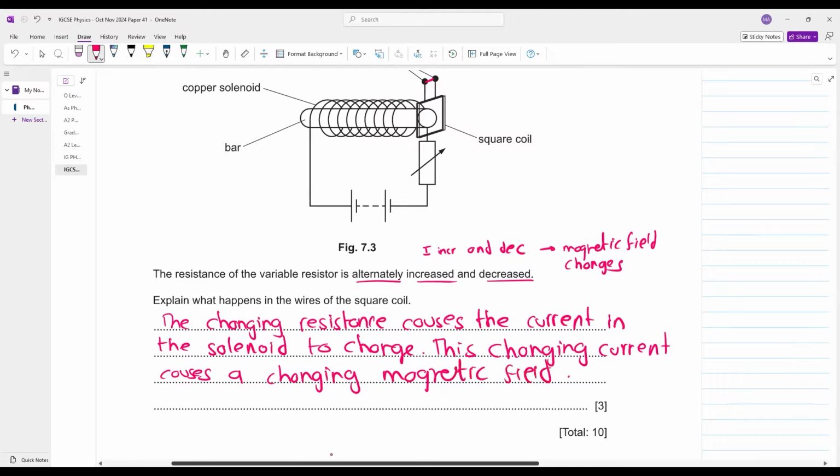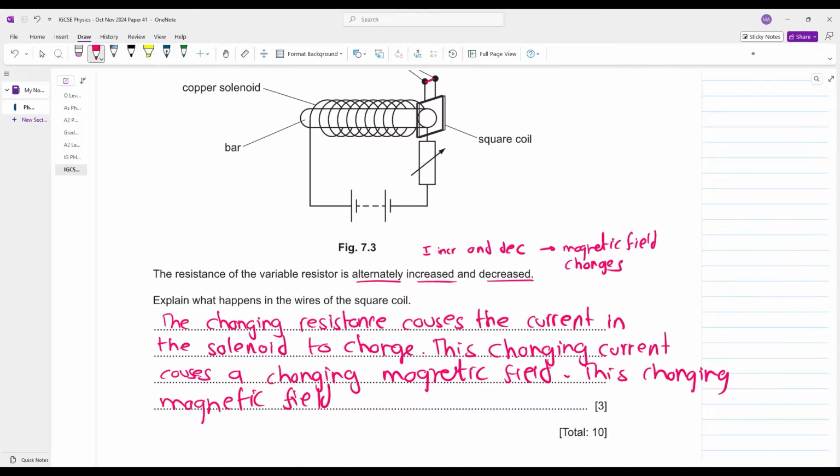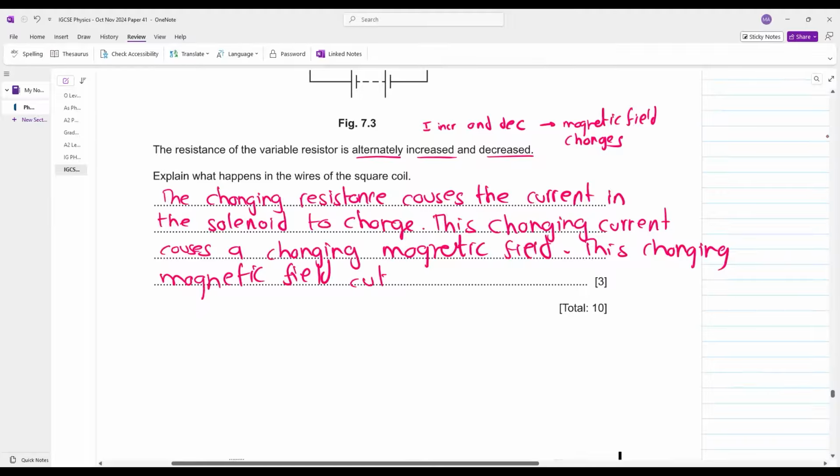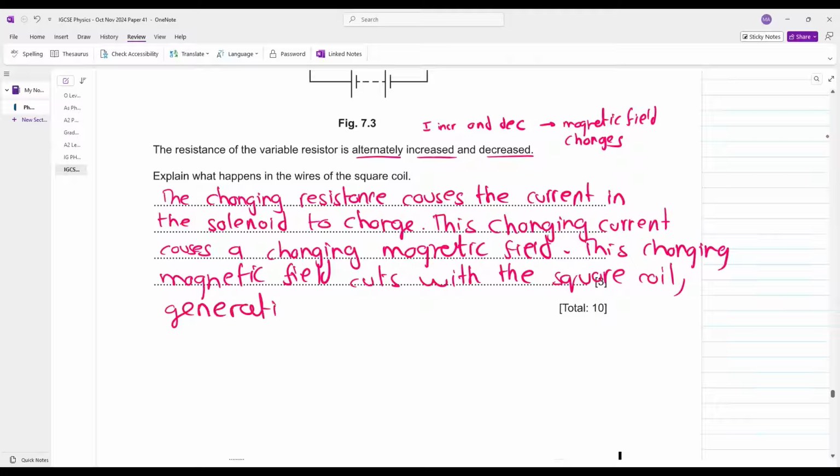This changing magnetic field cuts with the square coil, generating an induced EMF. Simple as that, nothing complicated here.